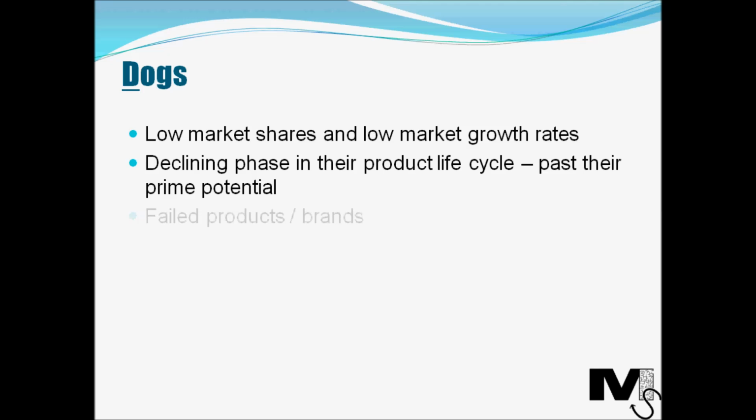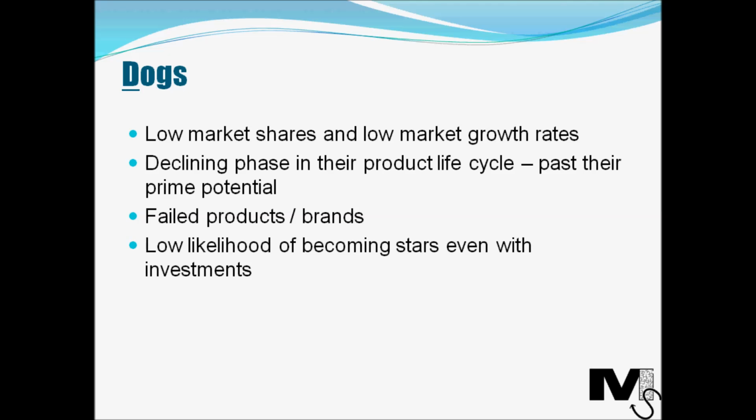Now we get on to poor old dogs. Well, dogs are lovely animals in the real world, but for some reason in the BCG matrix, it's considered to be one of the worst products or brands associated with companies. Anyway, dogs have low market shares and low market growth rates, obviously, looking at where they're placed on the chart. A lot of the times, dogs are products which have had their heyday, have been in their prime already, and are in a declining phase in their product life cycle.